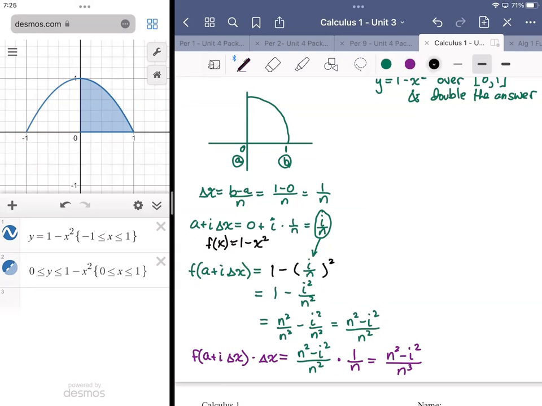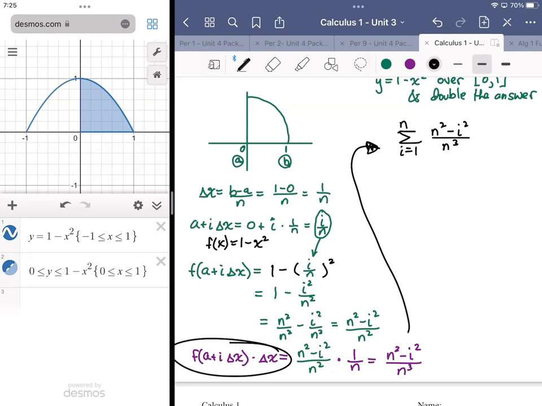So then we take that and find the sum as I goes from 1 to n of n squared minus I squared over n cubed. All right, because it's really the sum of this that we're looking for. I guess I could throw that in there. Probably should have to begin with.